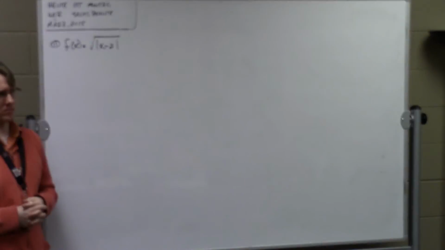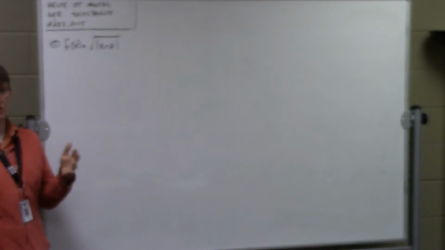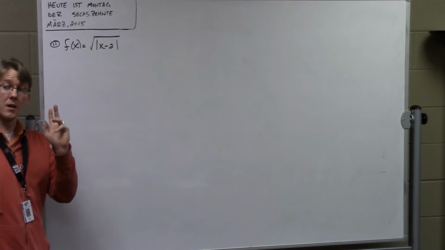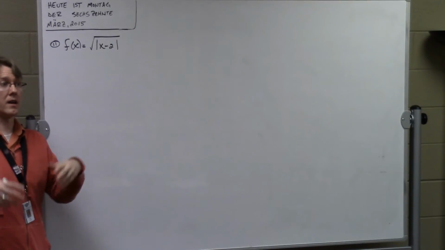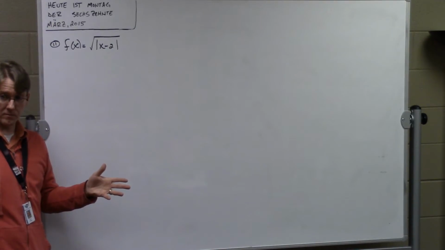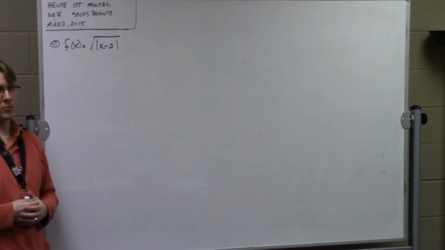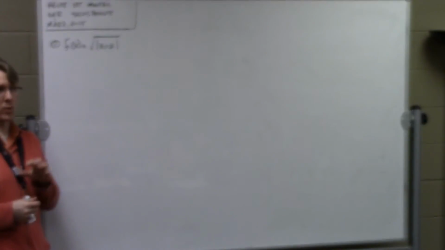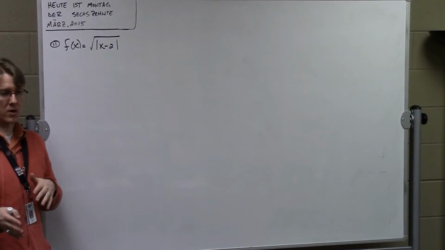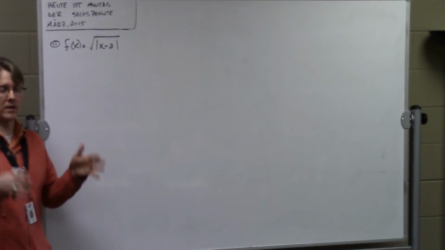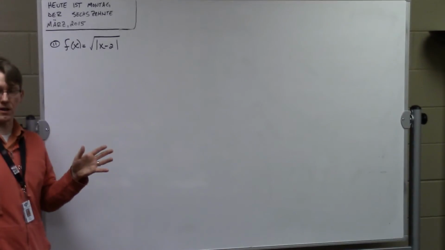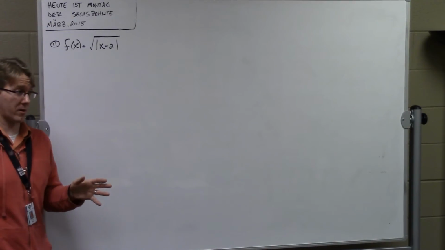What is 1.9 minus 2? Negative 0.1. Negative 0.00001. Absolute value will make it positive. Square root of that, very small, near 0. All right, now come from the other side, 2.1 minus 2, or 2.0001 minus 2. When you subtract, you still get 0.0001, take the absolute value, still the same number. So on the left and right hand side, we're getting the exact same number.